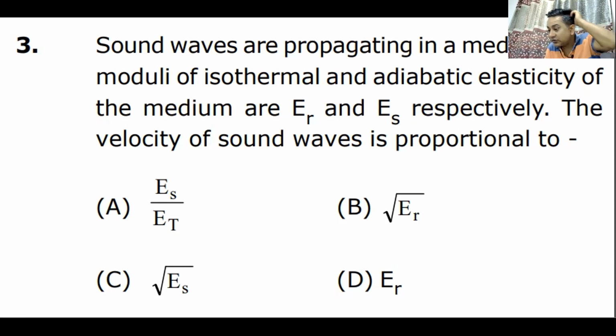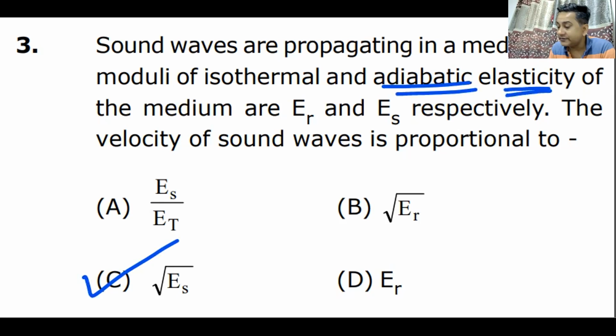ER stands for isothermal, ES stands for adiabatic, and remember I told you it's an adiabatic process. Remember it? Newton thought that it is isothermal and therefore the formula of Newton was incorrect. Laplace came and corrected it to adiabatic. He said that it is an adiabatic process and the formula became correct. Do we remember this? Yes or no? No, yes.